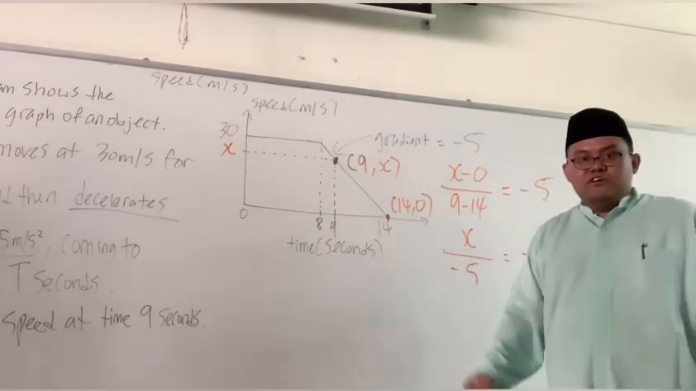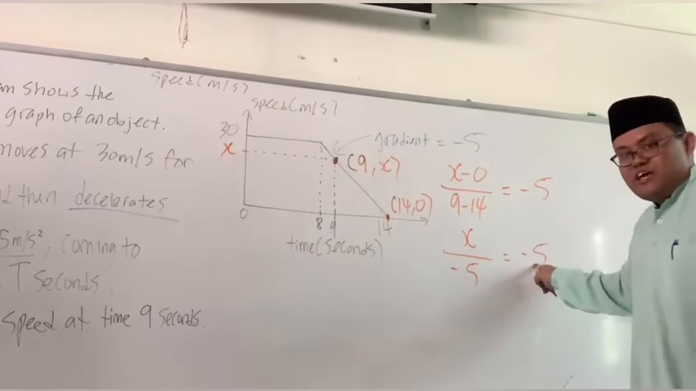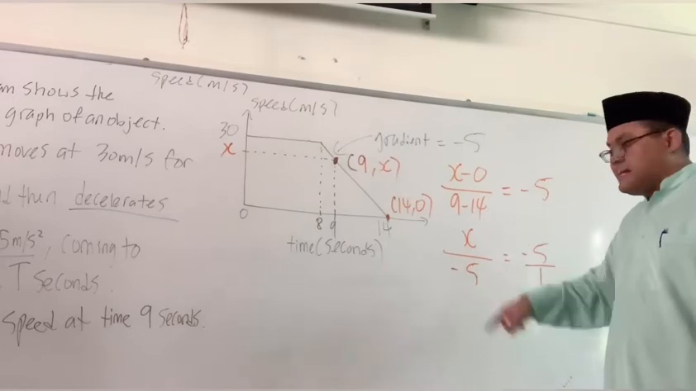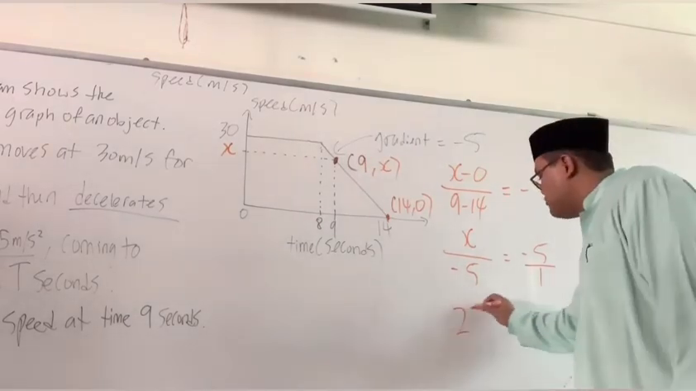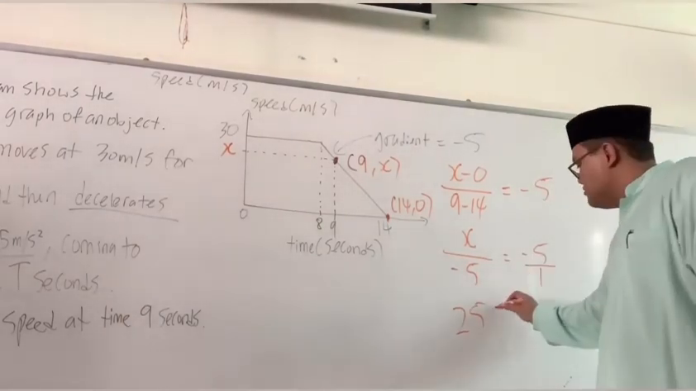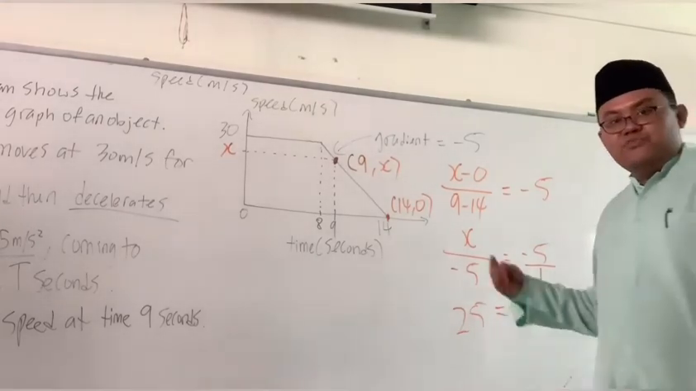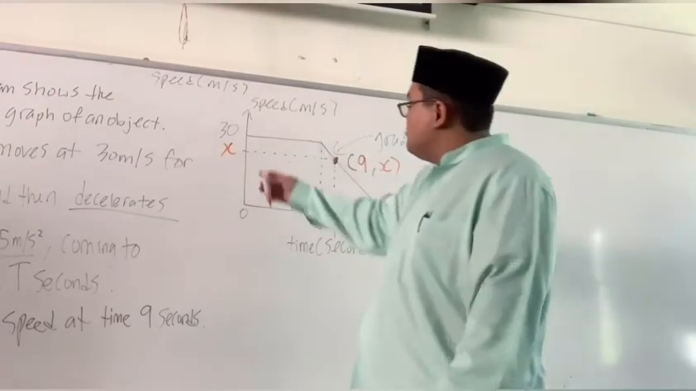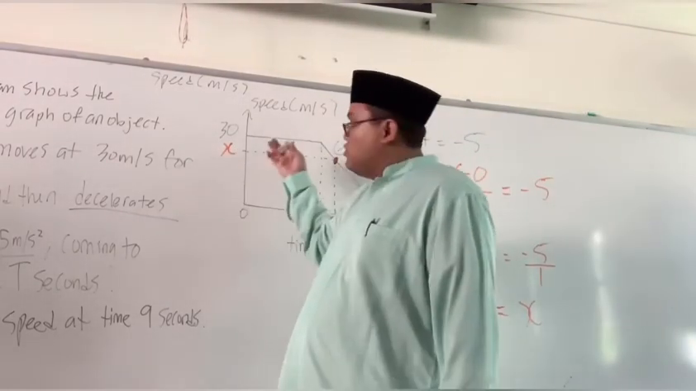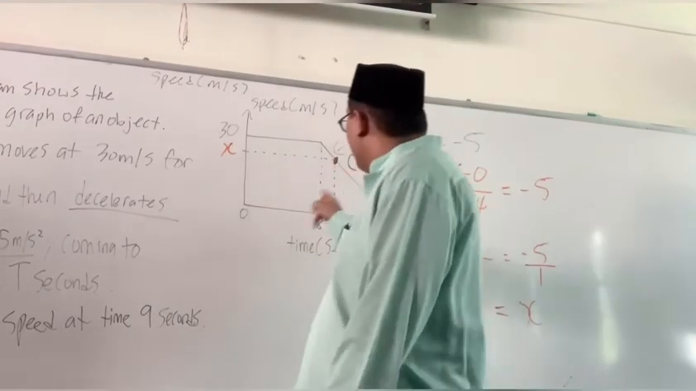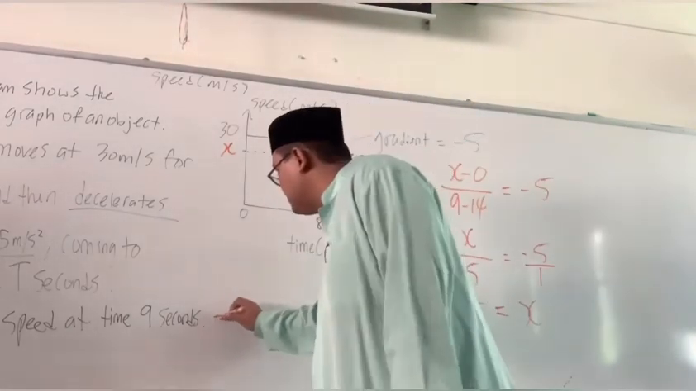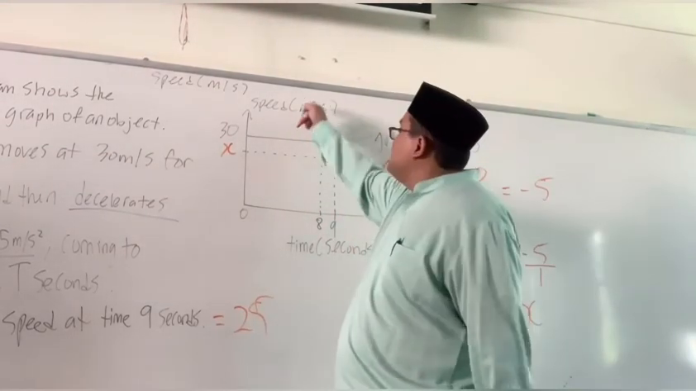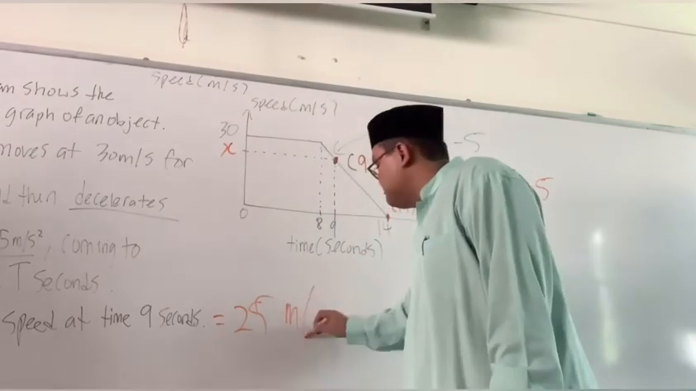So what do we do after this? We cross multiply. So this -5 is -5 over 1. We cross multiply. -5 times -5, positive 25. And 1 times x is x, and we have found the answer. x is 25. Does it make sense? Yes, because 25 is below 30. So this is correct. So the speed when time is 9 seconds is 25. And do not forget the unit. We are talking about speed. So the unit here is meters per second.